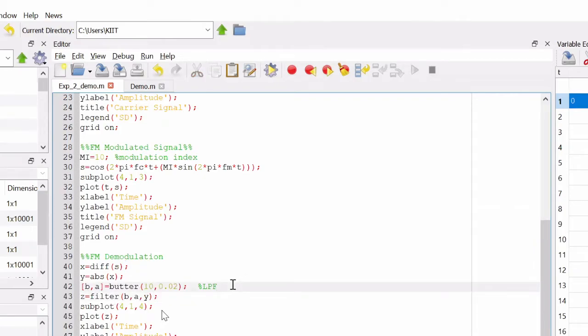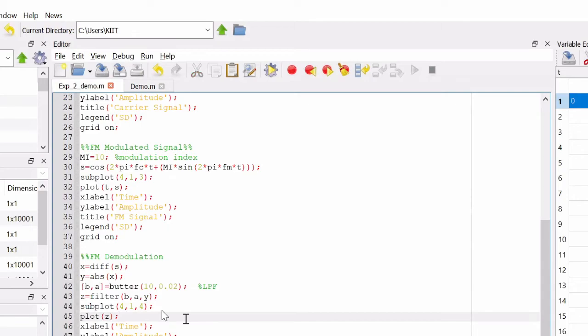Now, after defining the low pass filter, I'm going to apply it. Here is the low pass filter. Where do I have to apply it? I have to apply it to the Y. So I have applied this filter to the absolute values generated here, and it will generate the final output as Z. So Z is the demodulated signal, and then we have actually plotted it.